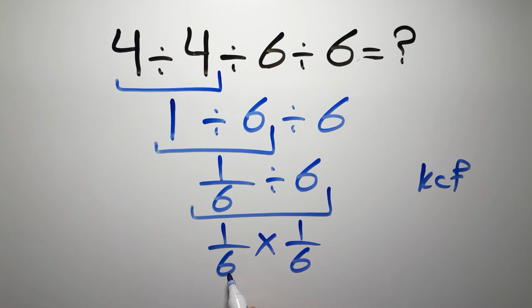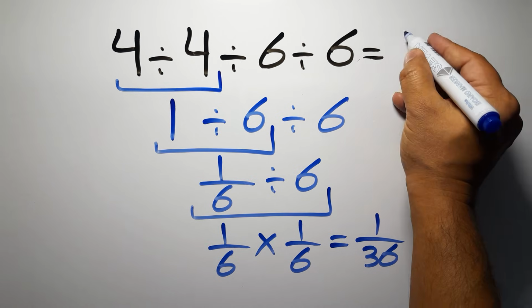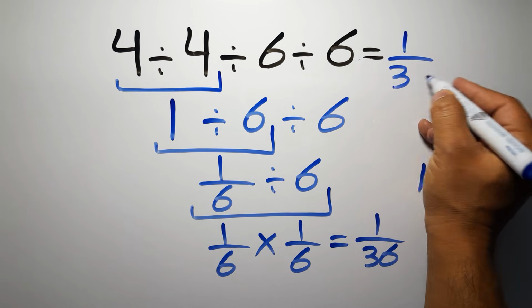So we have 1 over 6 times 1 over 6, which equals 1 over 6 times 6, which gives us 36. So 1 over 36. And this is our final answer to this problem. The correct answer is 1 over 36.